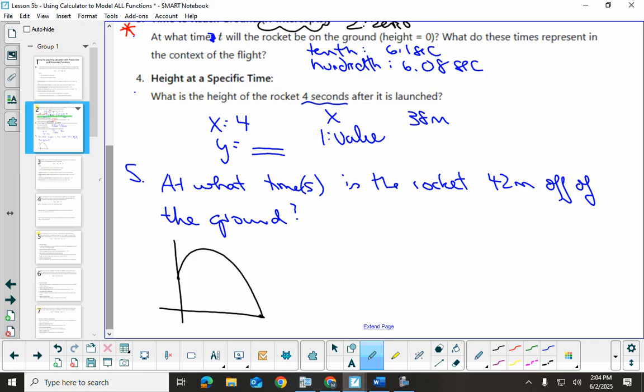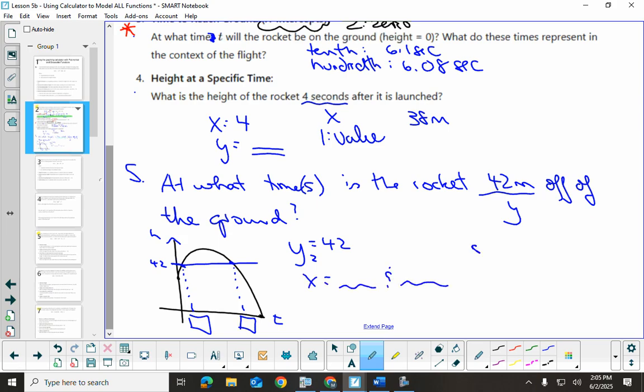Okay, so remember, this is height, this is time. So I've given you a y value. I've given you the height. So the height is 42. So the way we solve this question is we're going to plug that into y2, and it's going to draw a horizontal line through the graph. And what we're looking for is where it intersects. And there's going to be 2 answers.